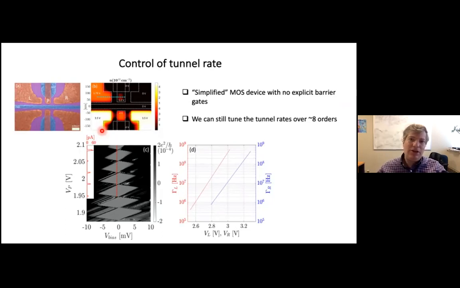Now, in the computational nodes where you need to do two-qubit gates based on exchange, you would still need to have tunneling gates there.